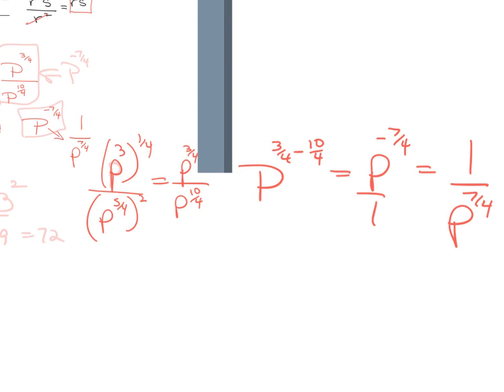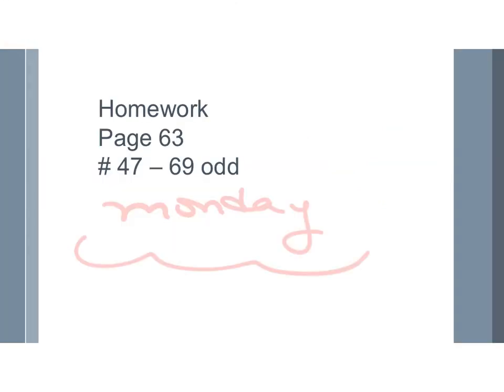Does that answer your question? Yeah, I just thought that instead of it being 1/p to the 7/4, it would just be p/1 to the -7/4, which is not right. Right. So you have to make the exponent positive by putting it underneath a 1. Think reciprocal.